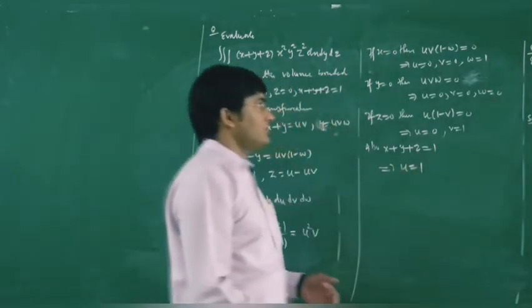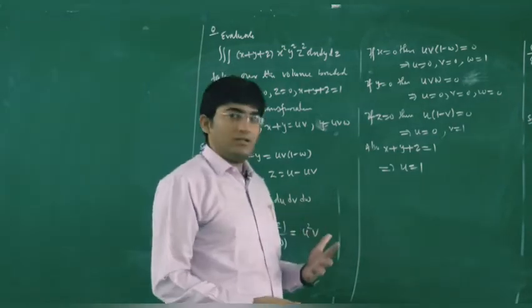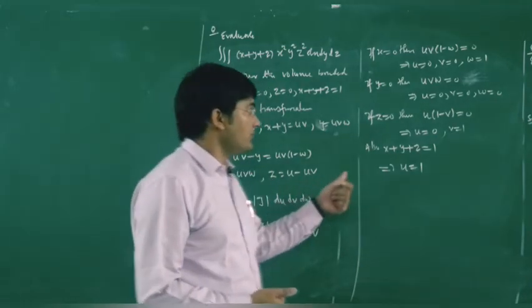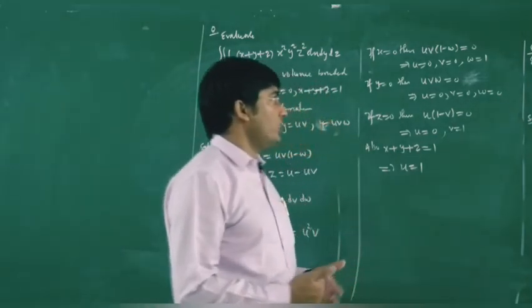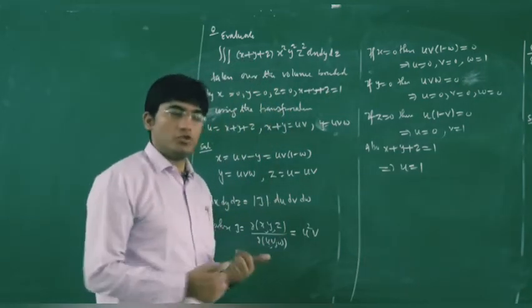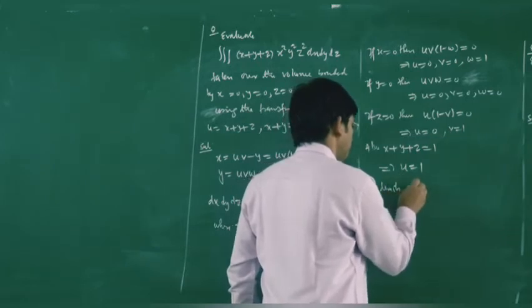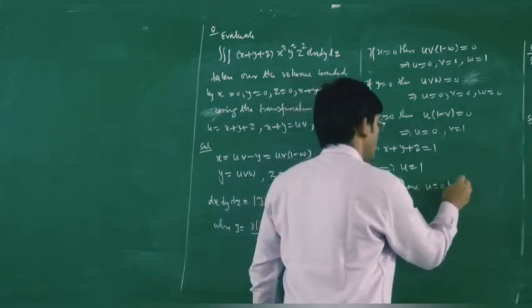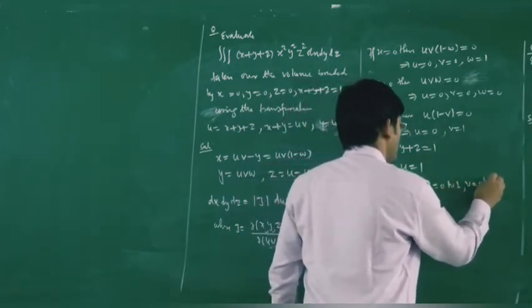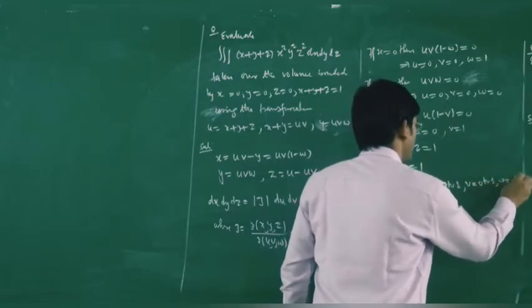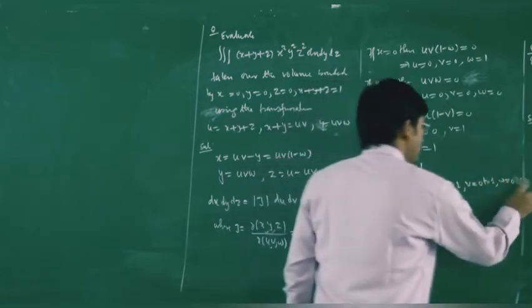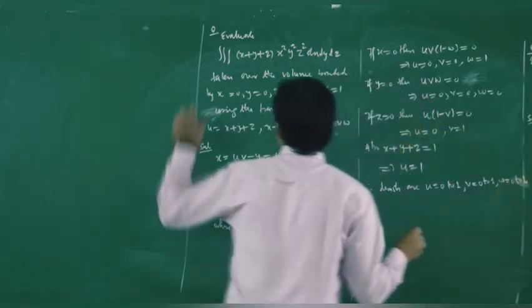So that means now you can see that u is varying from 0 to 1, v is varying from 0 to 1, and w is varying from 0 to 1. So therefore, the limits are u equal to 0 to 1, v equal to 0 to 1, and w equal to 0 to 1. So if these are the limits, then let us evaluate this triple integral.